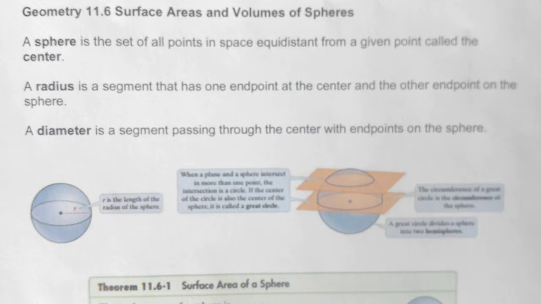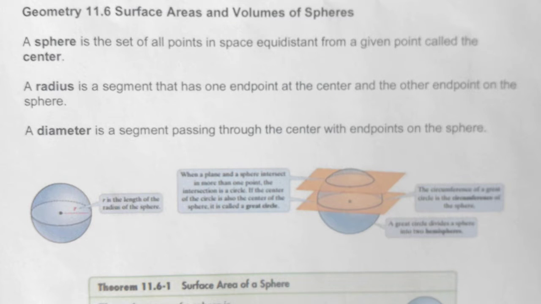Hey guys, section 6 is on surface areas and volumes of spheres. So we're doing both surface area and volumes of a new shape today, which is a sphere. A sphere is obviously, you know what a sphere is. It's a ball.